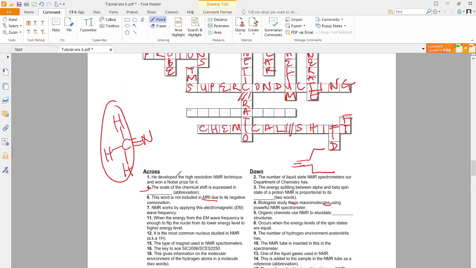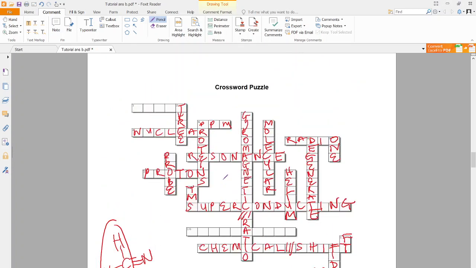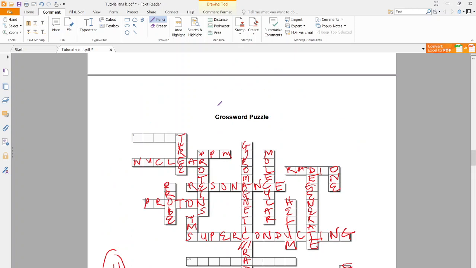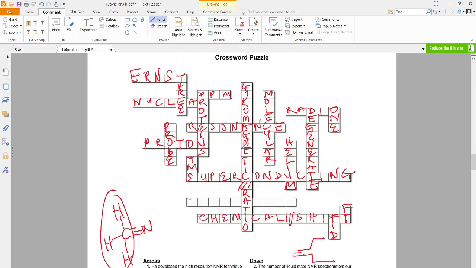The first one. He developed the high resolution NMR. So if you look at the names, I can only think of one that ends with the letter T. So who do you think that is? If you look at all the Nobel Prize winners, so that must be Ernst, E-R-N-S-T. Okay, all right, so this could be anything.